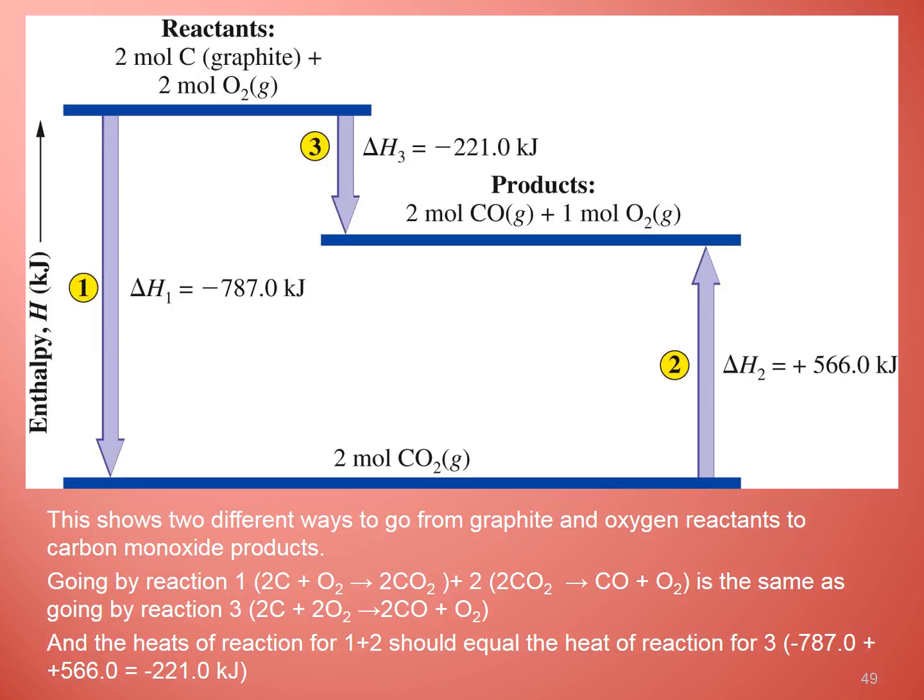But if we didn't know that and we knew these other two reactions, what if we knew the delta H to go from 2 moles of C and 2 moles of O2 to give us 2 moles of CO2? And then we also knew the delta H to go from CO2 to CO plus 1 mole of O2, so that's step 2. If we add those together, we should get the same as if you did it all in one step, which is 3. So delta H1 plus delta H2 is the same as delta H3. And you get to the same result, it's just whether you do it in one step or 2 steps.